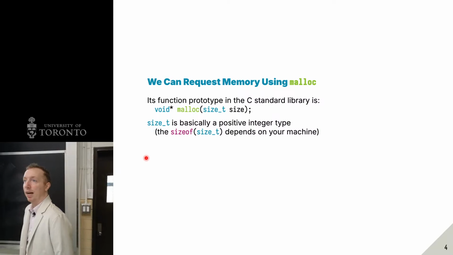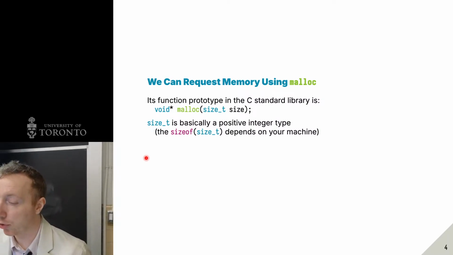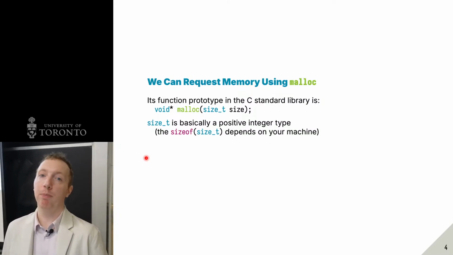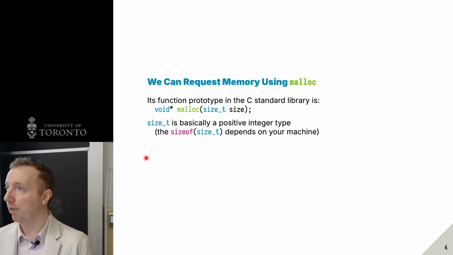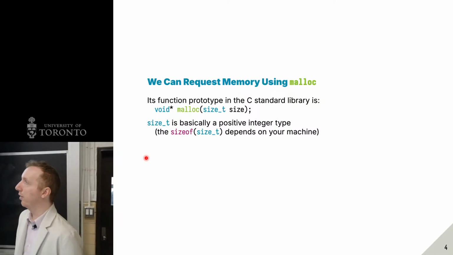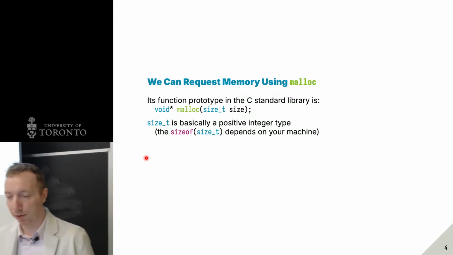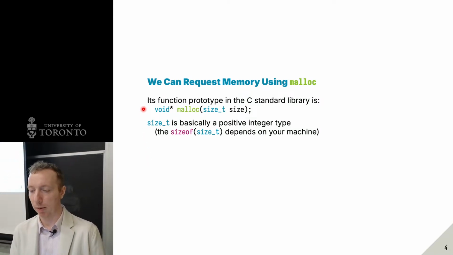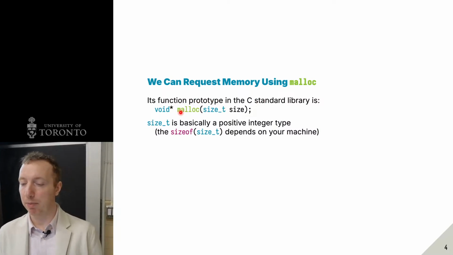So we can actually request memory in C using a function called malloc, and it's short for memory allocation. C programmers need to make everything shorter and, I guess, therefore cooler, so they just call it malloc. So it's short for memory allocation is how to remember that one. And its function prototype in the C standard library is this.